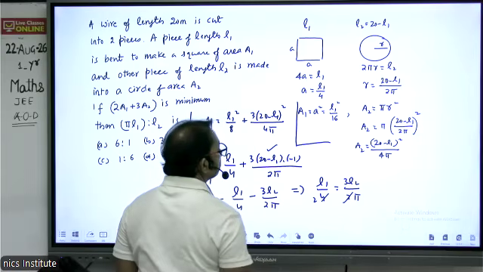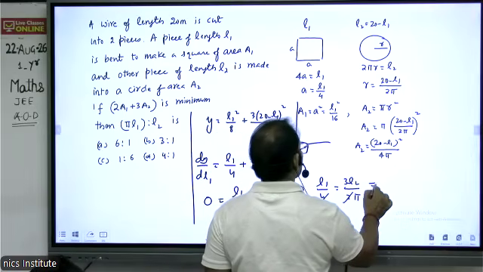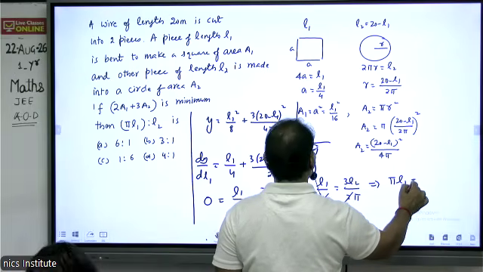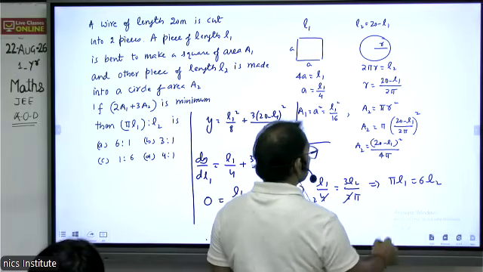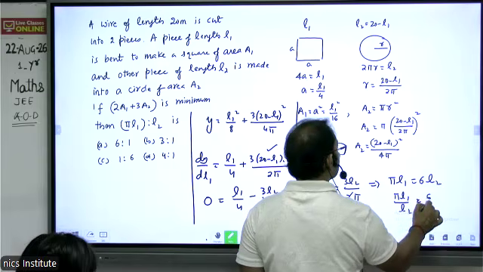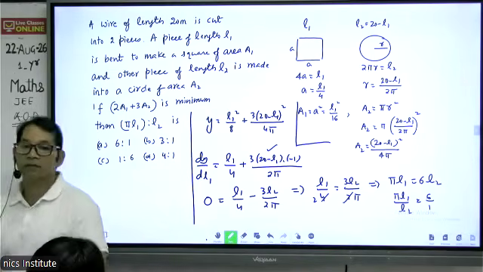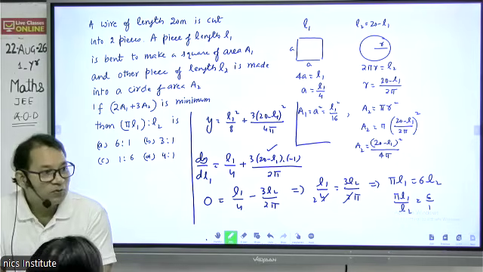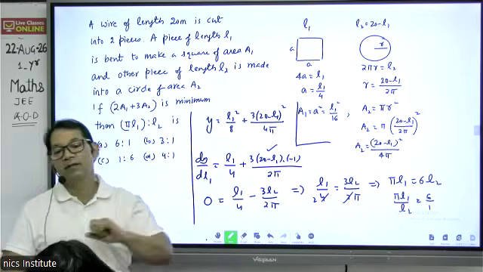This cuts. Now pi L1 is equal to 6 L2. So the ratio pi L1 by L2 is 6:1. A is the answer. There's no need to find L1 and then find L2. This 20 minus L1 is L2 only.